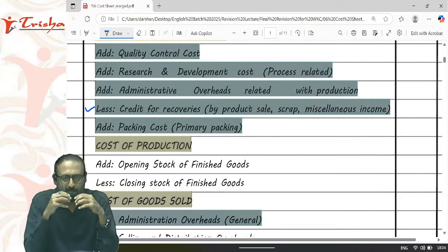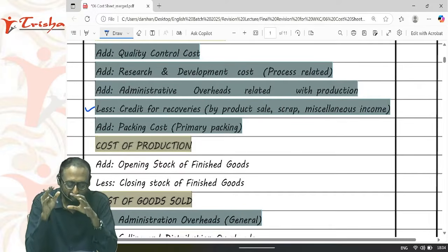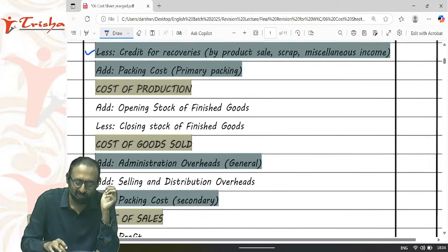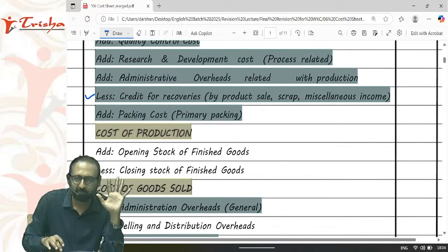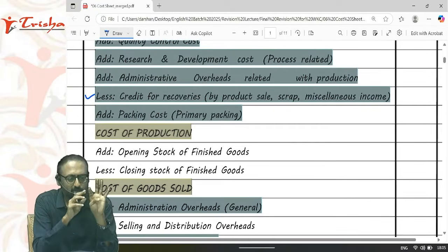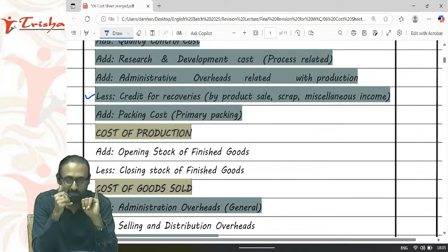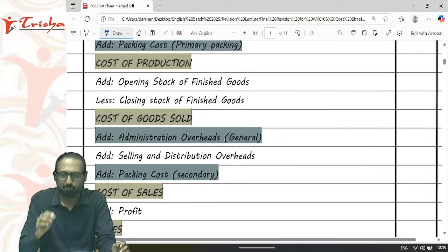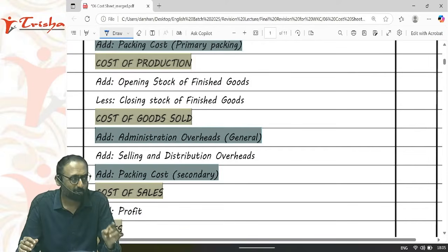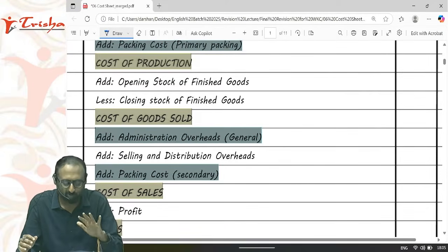Next one, add primary packing of the product. So primary packing you'll have to add. Next, you will get the cost of production. Which are the 5 items? Quality control, research and development, administration related with the production, less sale of scrap, sale of byproduct, sale of defective unit, or any other miscellaneous income. Then you'll have to add your primary packing. Next, you'll get the cost of production. In that cost of production, add opening stock of finished goods less closing stock of finished goods. You will get COGS, cost of goods sold.